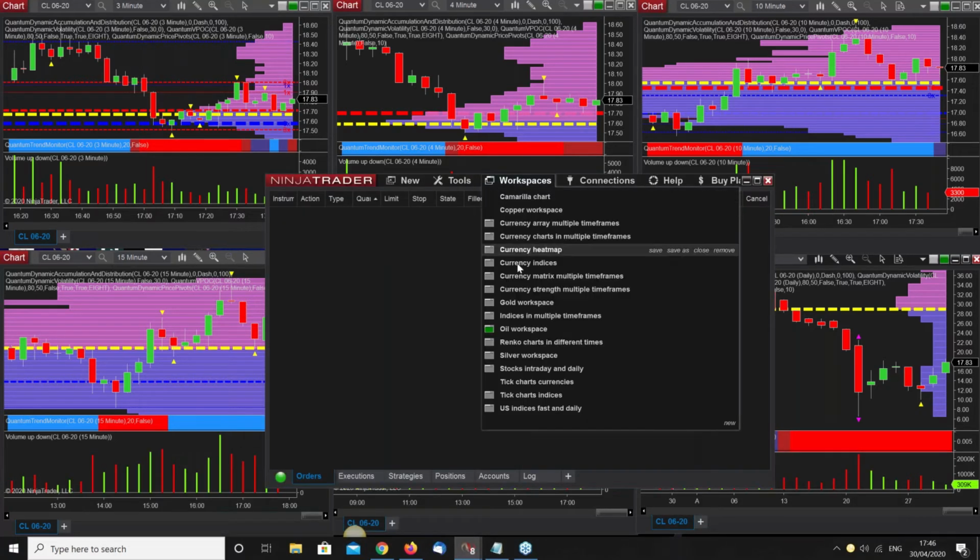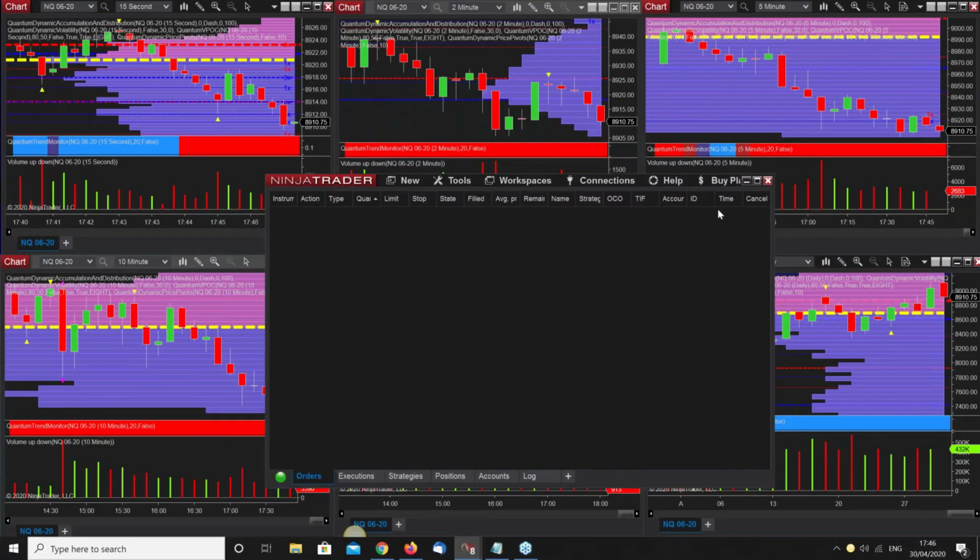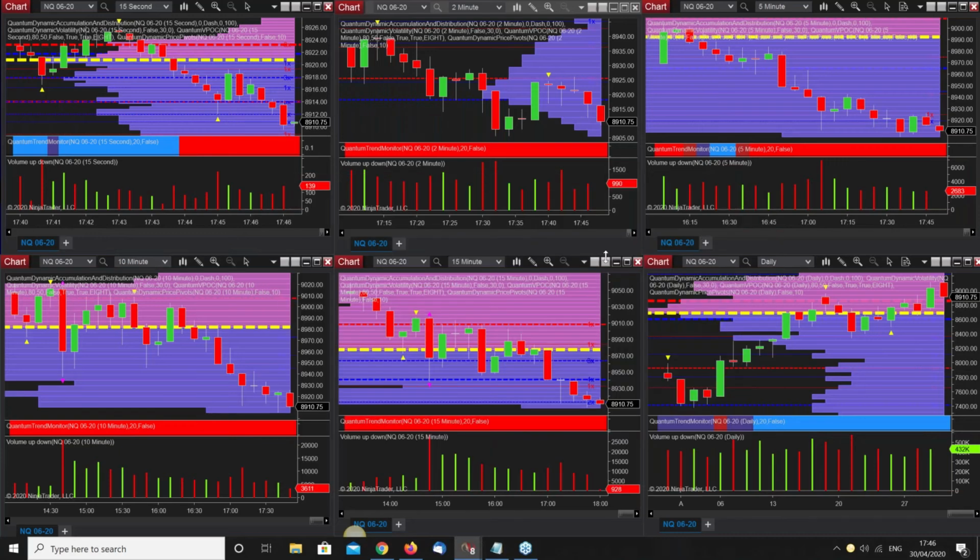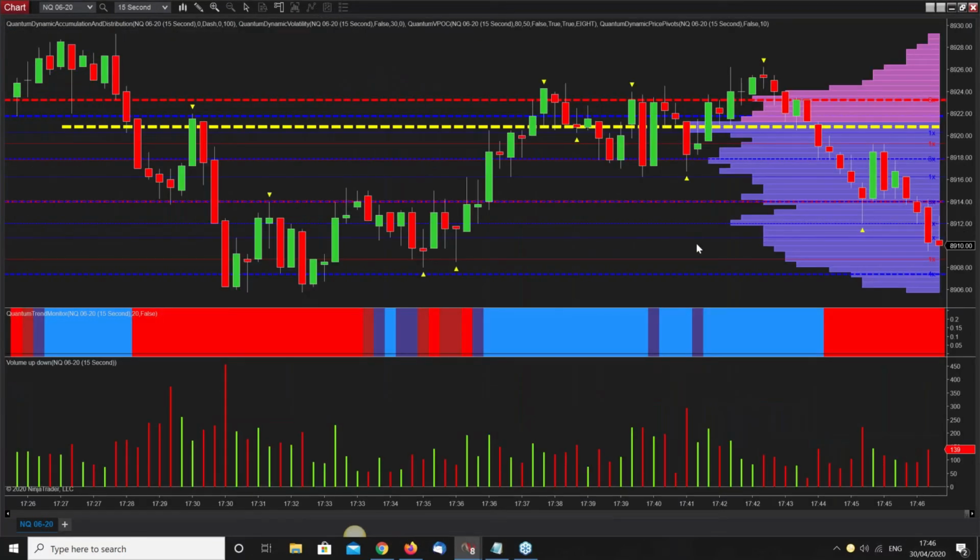Let's just go back onto the indices and see where we are. Okay, we're starting to break lower now. This is all looking nice. That's on the 15 second. And again, the principle is the same. It can be applied to any time frame you care to like.